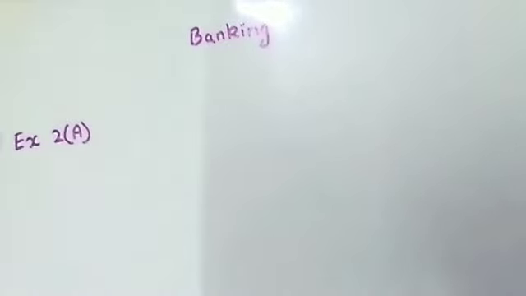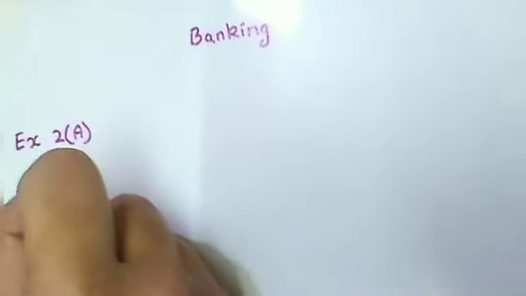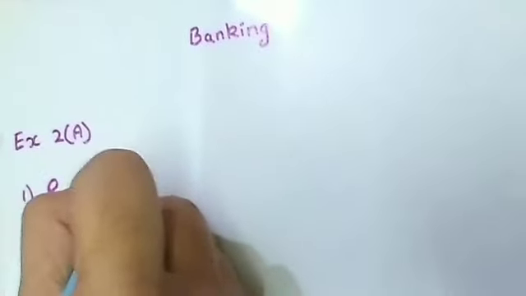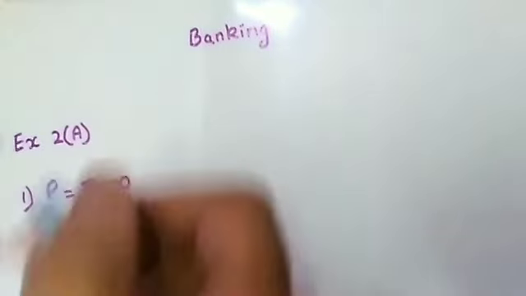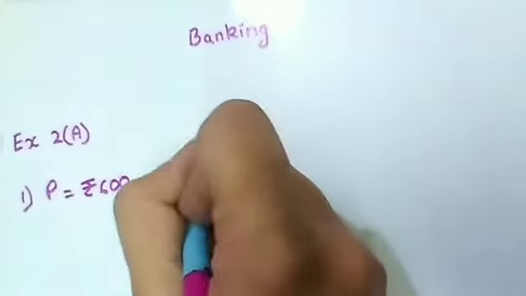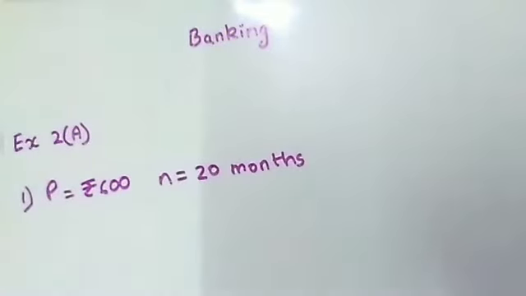So today we are going to start with exercise 2A of the chapter banking. So let's begin with the sums. First, he deposits rupees 600. So the principal of the sum deposited would be rupees 600. Then per month for 20 months. So n is equal to 20 months. Calculate the maturity value of this account.